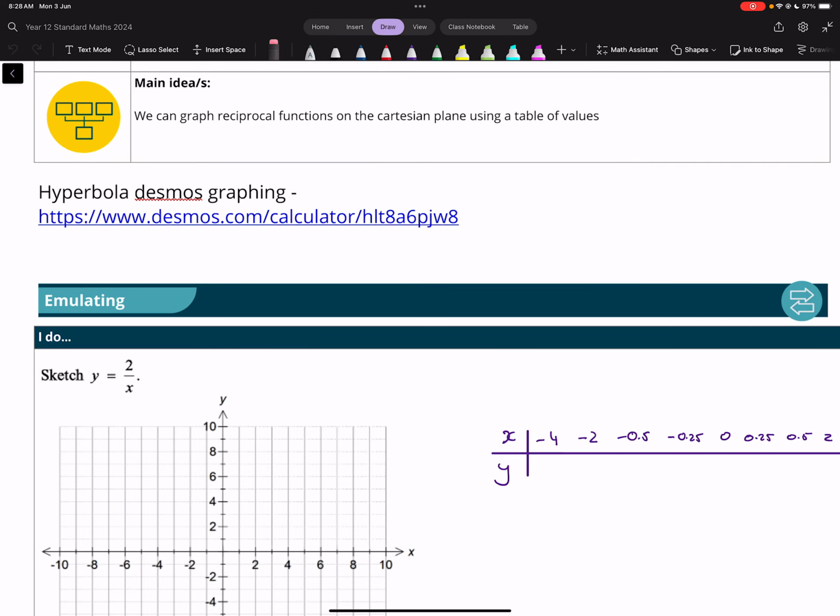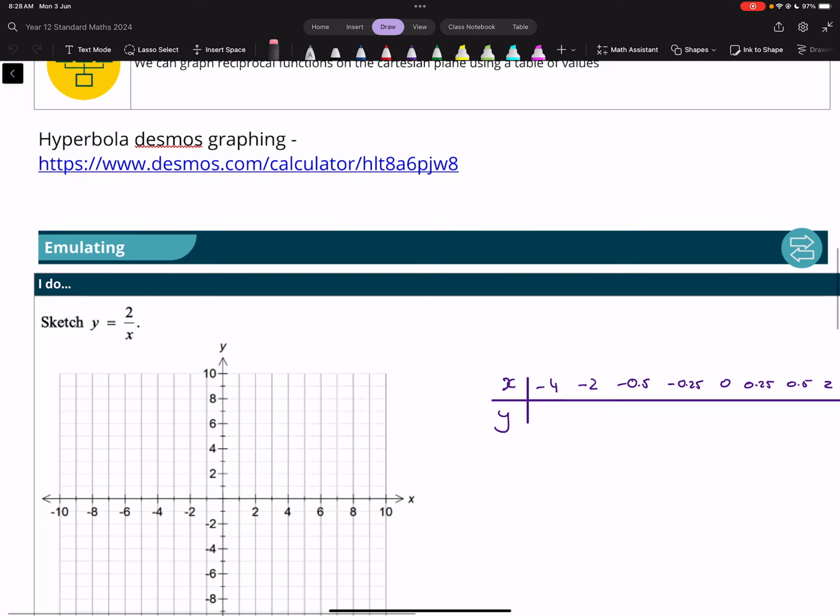There's a Desmos link here if you need to have a look at graphing some of these things on Desmos. You can always just go to the regular Desmos graphing calculator and type the function in and it will graph it for you.